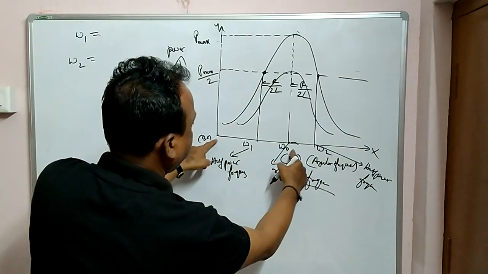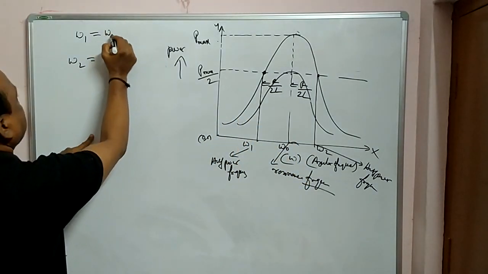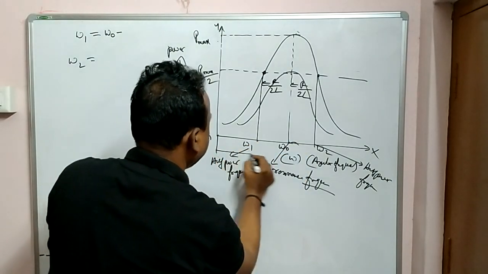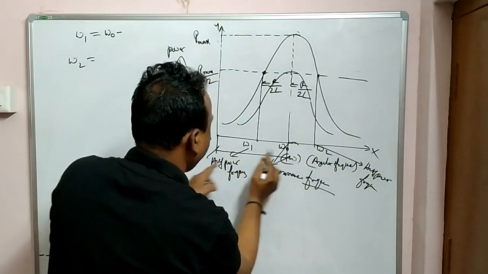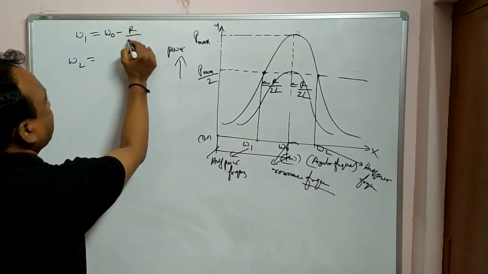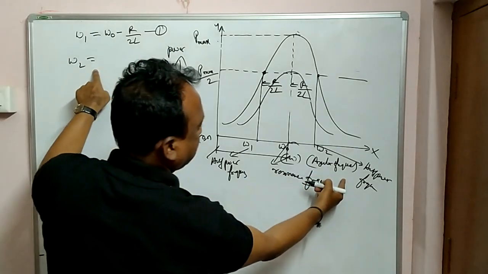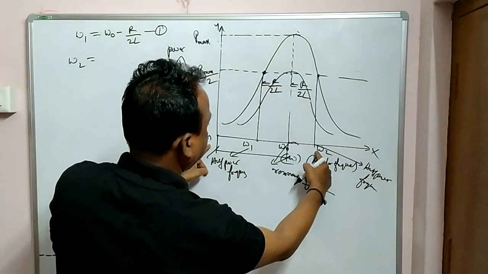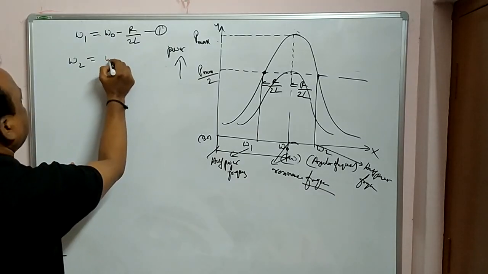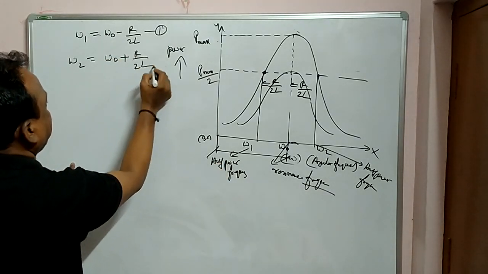Omega 1 is equal to omega 0 minus this value, that is, resonance frequency minus R by 2L. Similarly omega 2, the next frequency, what is omega 2? Omega 0, that is resonance frequency, plus R by 2L.